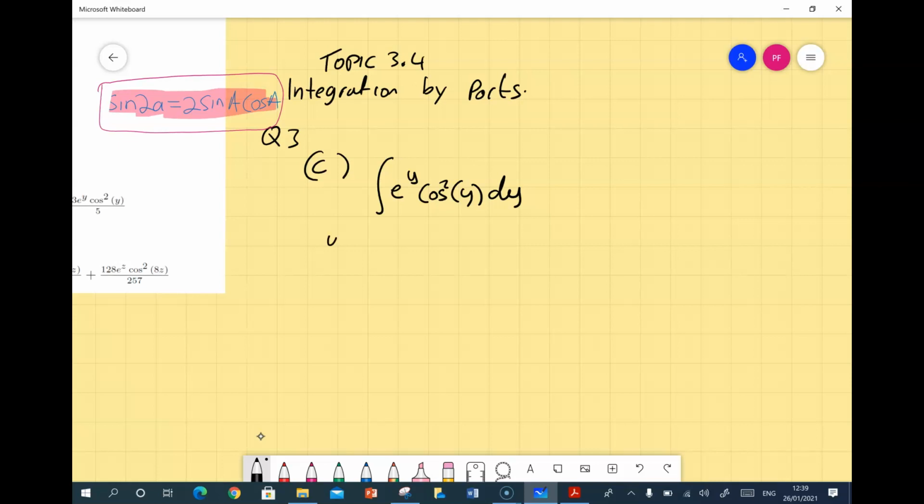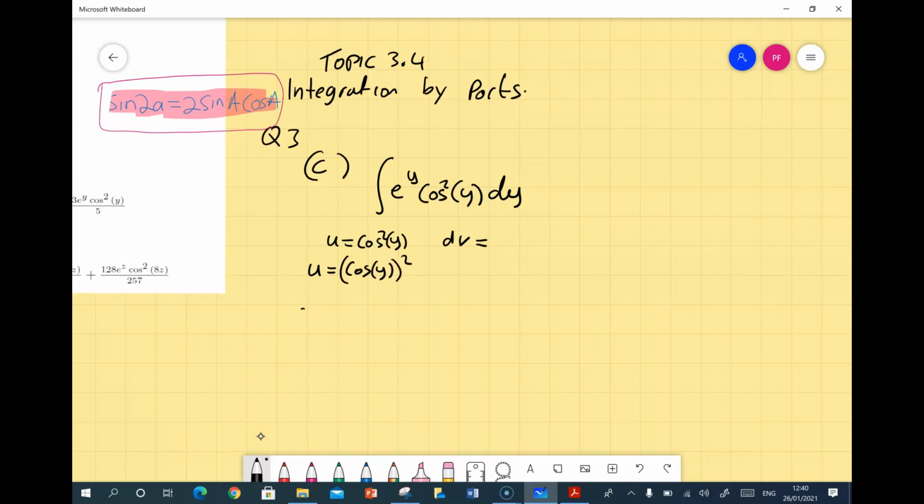So first thing, a u and a dv. For this one, I tried a couple of different ways. The easiest way I found is to let u equals cos squared y. Now just remember, cos squared y means cos of y all to be squared.